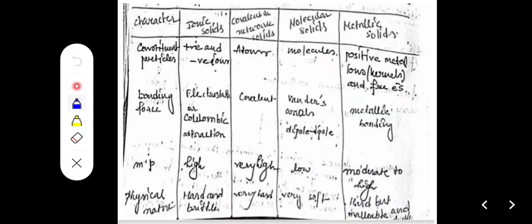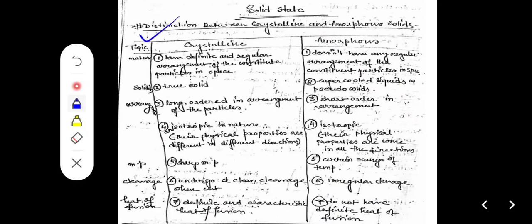Okay, now we consider the distinction between crystalline and amorphous solid. Okay, nature: crystalline has a definite and regular arrangement of constituent particles in space. Means they are regular arrangement, there should normally be no deviation. Okay, they are a perfect arrangement. And amorphous does not have any regular arrangement. There must be no fixed arrangement.